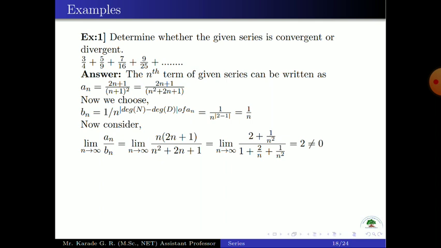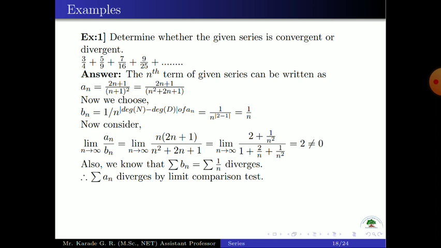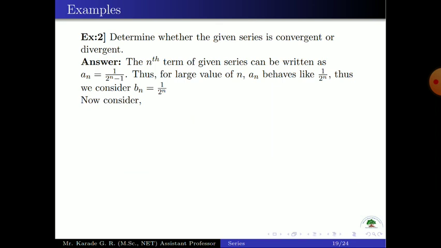Therefore we apply the limit comparison test theorem. Also we know the series summation bn equal to series summation 1 upon n is a divergent series, and therefore series an and bn will behave alike. But series bn is divergent, therefore series an diverges by the limit comparison test. Okay, and let us take the next example. Example number 2, determine whether the given series is convergent or divergent.